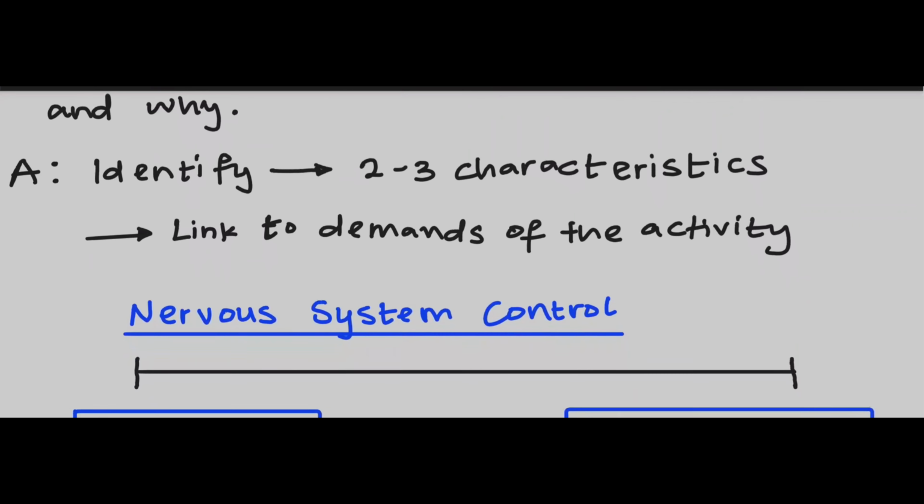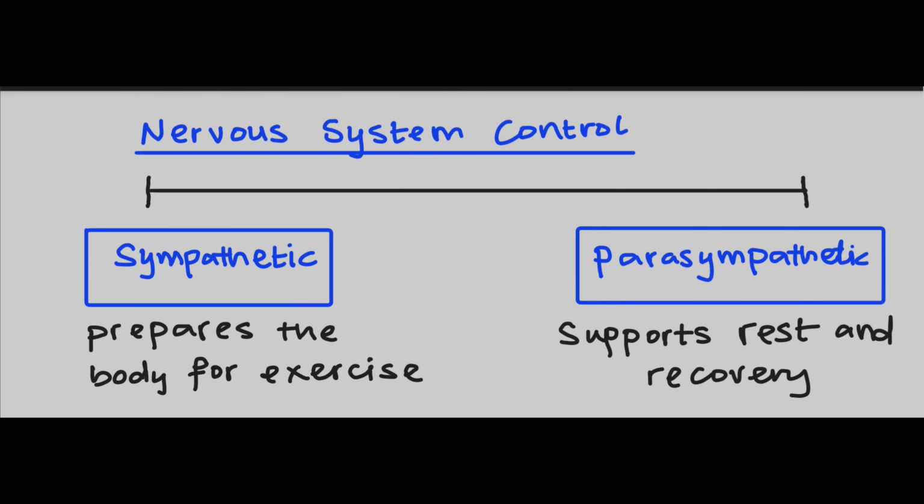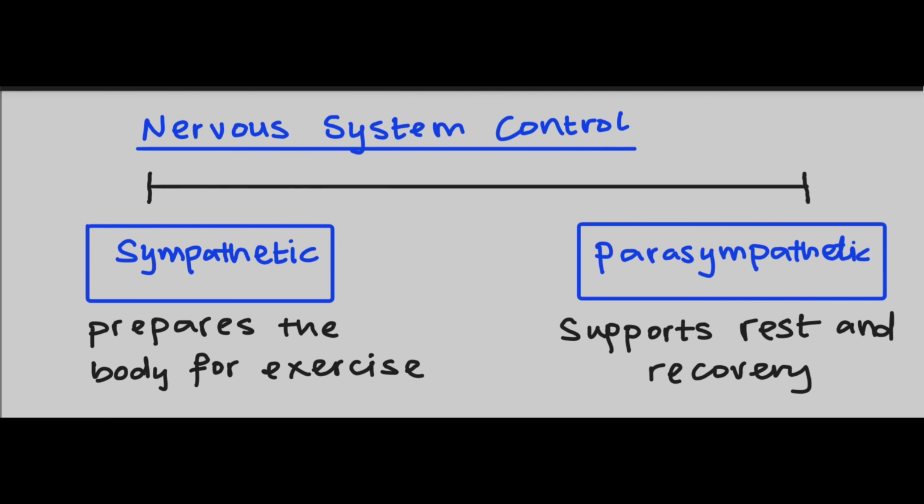Now, when we talk about nervous system control, we want to think about 2 different modes that your body can be in. Your body can be in a sympathetic mode, sympathetic phase, or in the parasympathetic phase. We've spoken about this before in a previous video. The sympathetic nervous system is your fight or flight. That's what prepares your body for exercise.